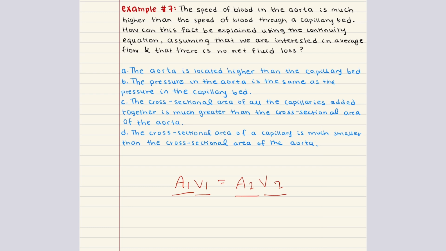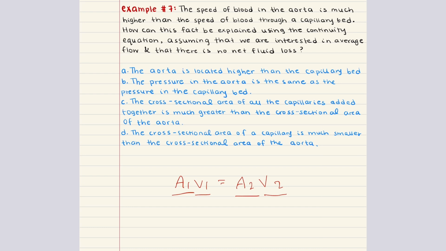So since we're assuming no net fluid loss, the same volume of blood that leaves the heart through the aorta must eventually pass through all of the capillaries. This means that while the velocity in the aorta is high, the blood moves more slowly through the capillaries because the total cross-sectional area is much greater and the flow must be distributed over many more pathways.